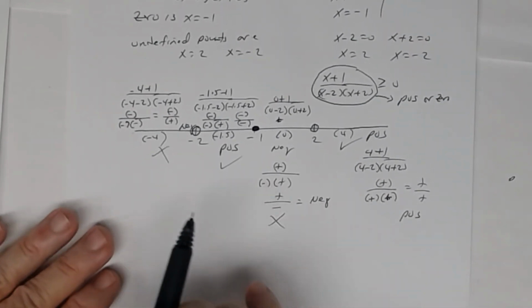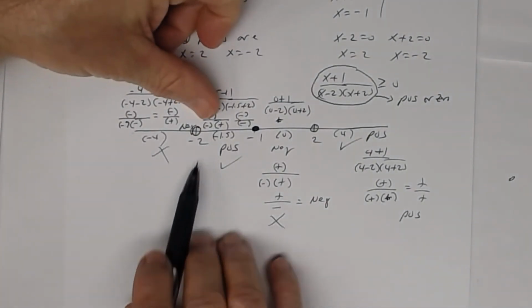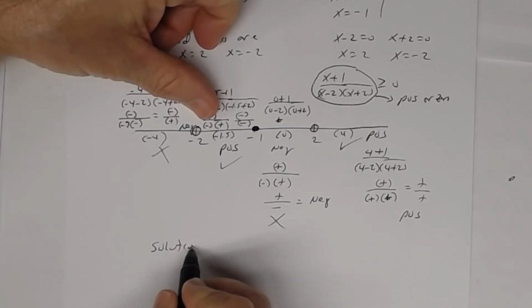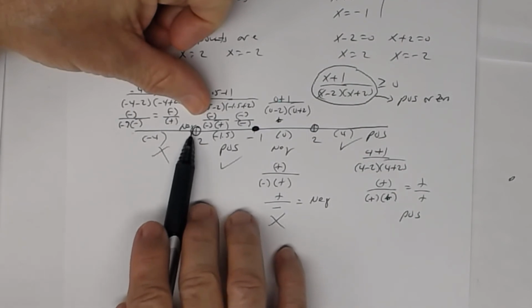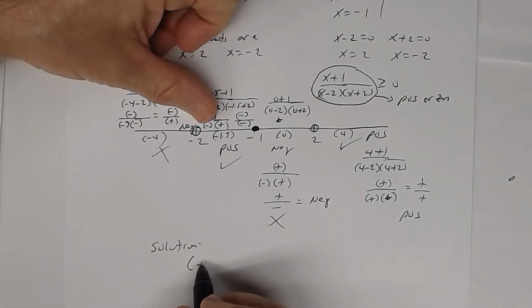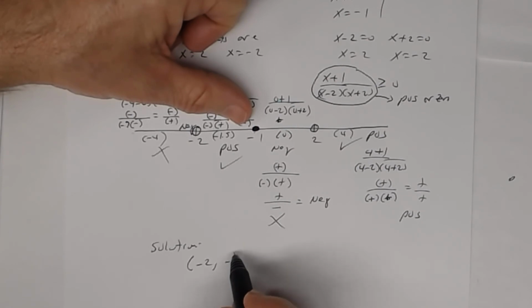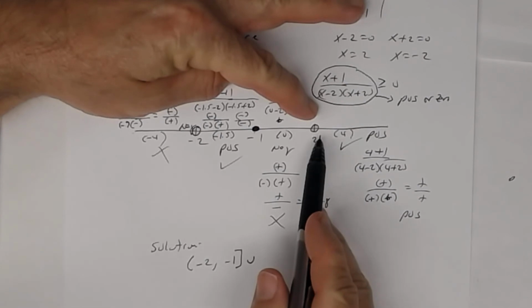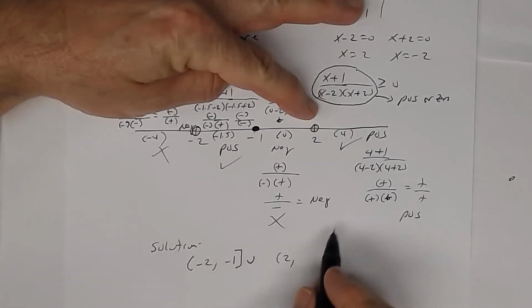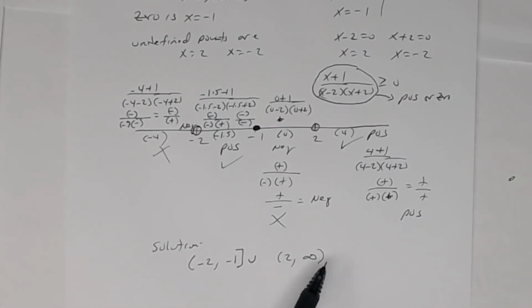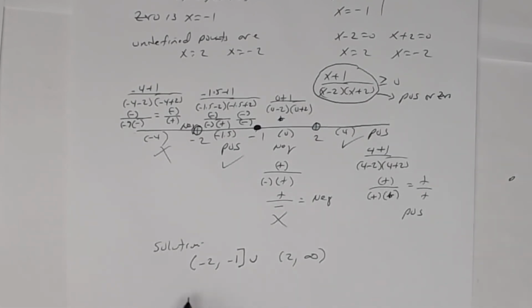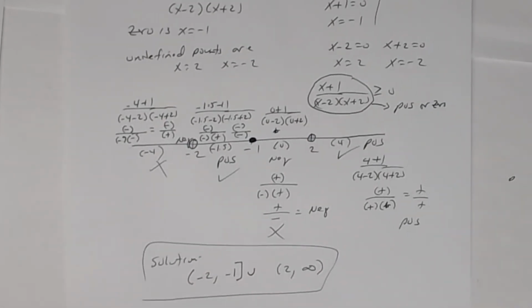And we're almost done. So let's go ahead and write the solution. So my solution, in interval notation, will be from parentheses, negative 2, comma, all the way to negative 1 with a bracket, union, and then the next one you'll say parentheses 2, all the way to infinity with parentheses. And remember, with infinity and negative infinity, you're always going to use parentheses. And that's it. So that is the solution to this problem.